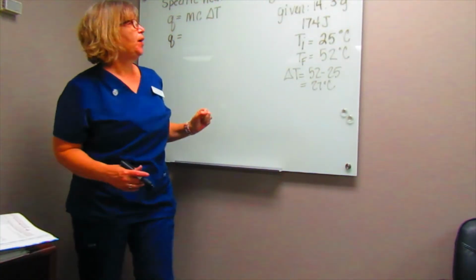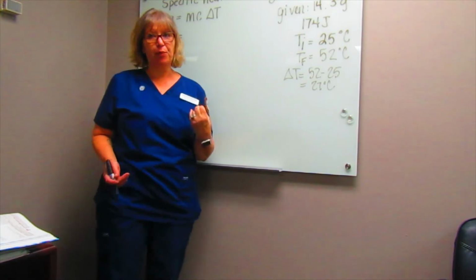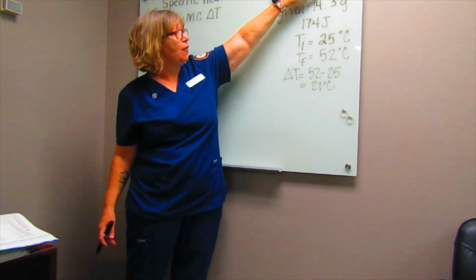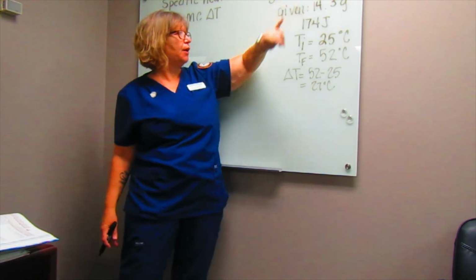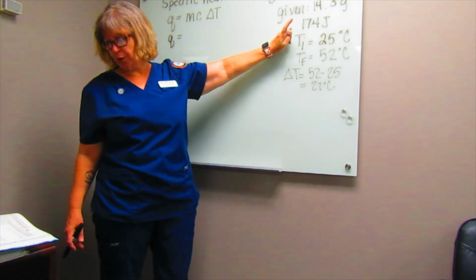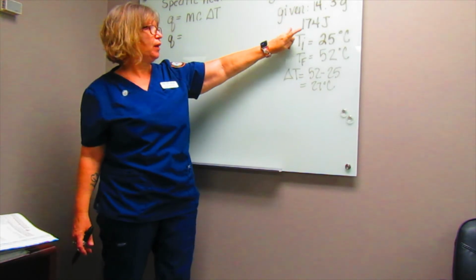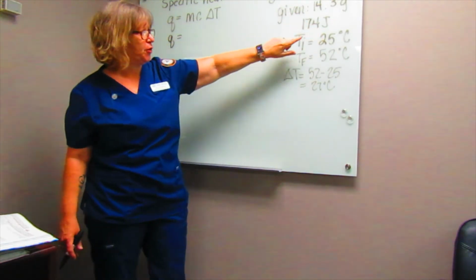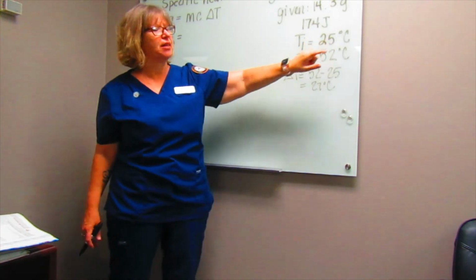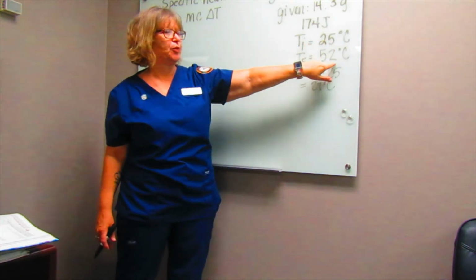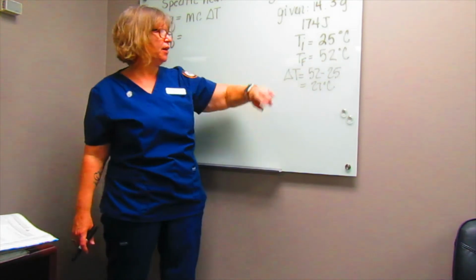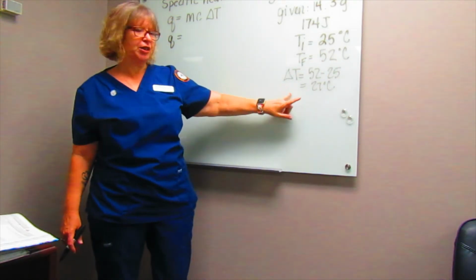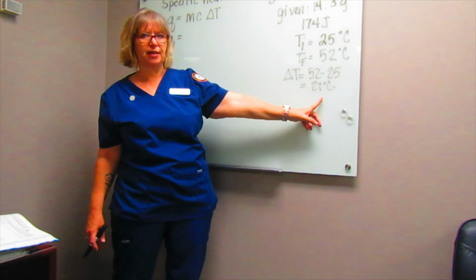Okay, so breaking down the sample problem, we have our given information. We have a mass of 14.3 grams. Then we have our Q equals 174 joules. And then we have our initial temperature, which is 25 degrees Celsius, and our final temperature, which is 52 degrees Celsius. So based on these two temperatures, we can find our change in temperature, which is 27 degrees Celsius.